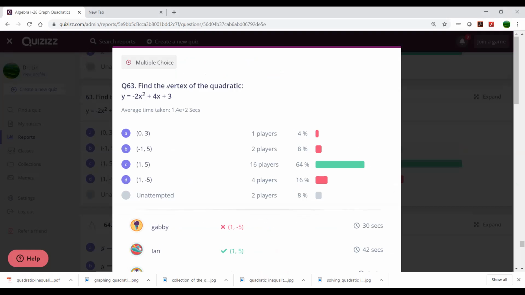Find the vertex. This one will be easy, right? We can transfer it into complete square form. That will be, I believe, the best thing you guys can do right now.